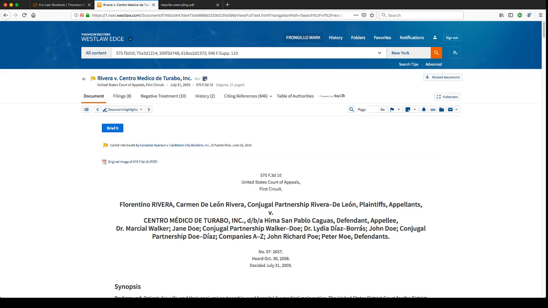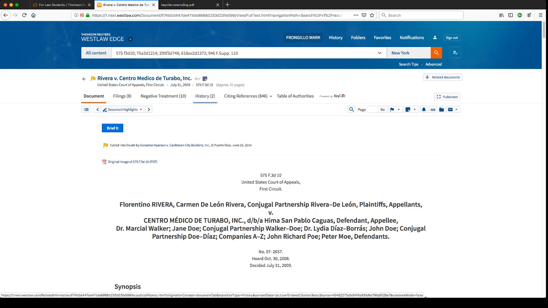Number one, is my case good law? Number two, how did my case proceed through the courts? And number three, have any other documents analyzed and cited to my particular case? Those three questions are represented by these three links when looking at a case. First question, is my case good law? I could look to the negative treatment link or the appropriate flags, which we will talk about momentarily.